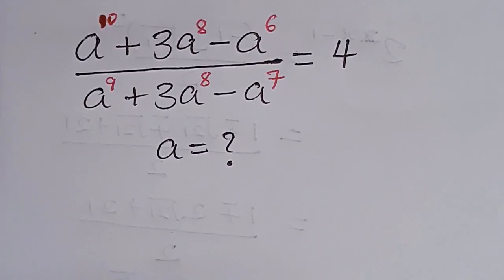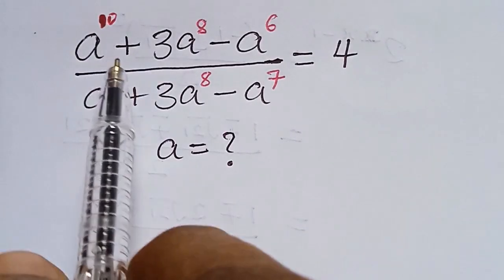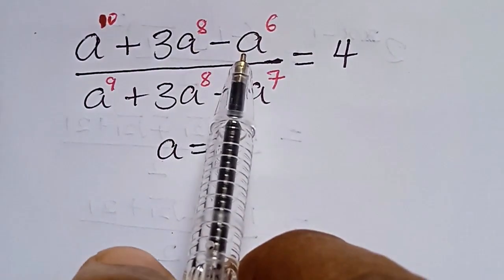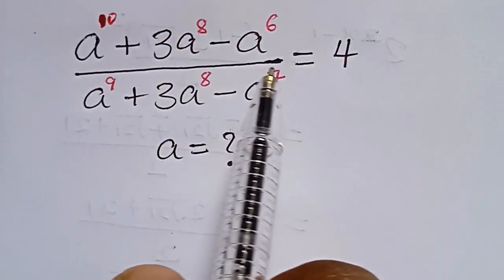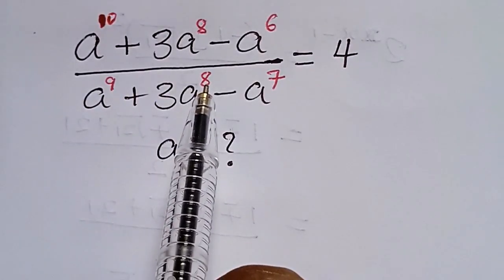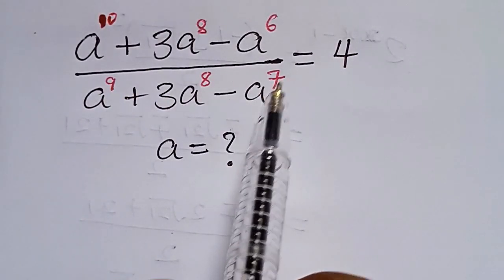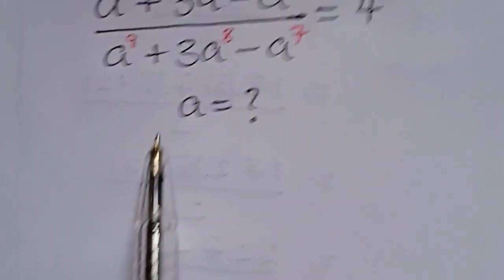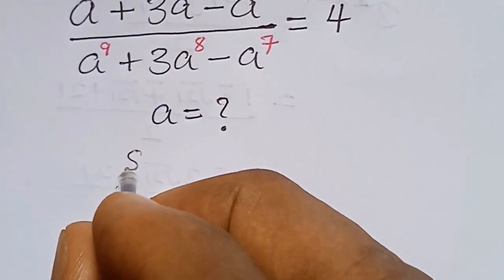Hello everyone, we want to solve this nice algebraic and exponential expression. We have a to the power of 10 plus 3a to the power of 8 minus a to the power of 6, everything over a to the power of 9 plus 3a to the power of 8 minus a to the power of 7, equal to 4. We want to find the value of a. Solution here.